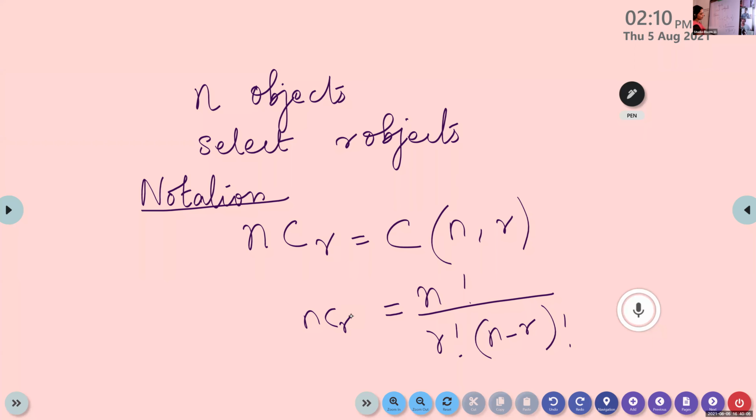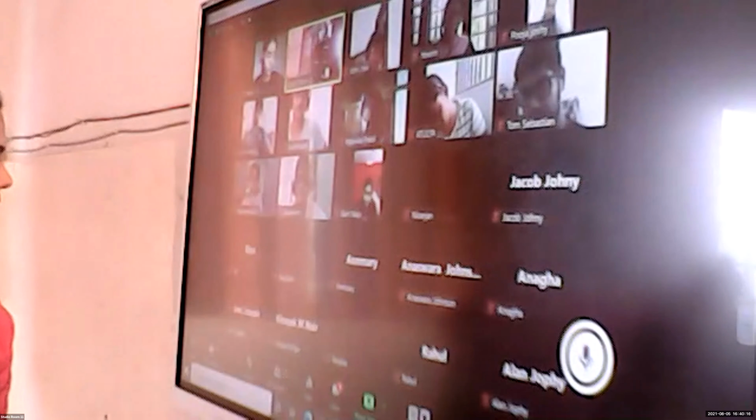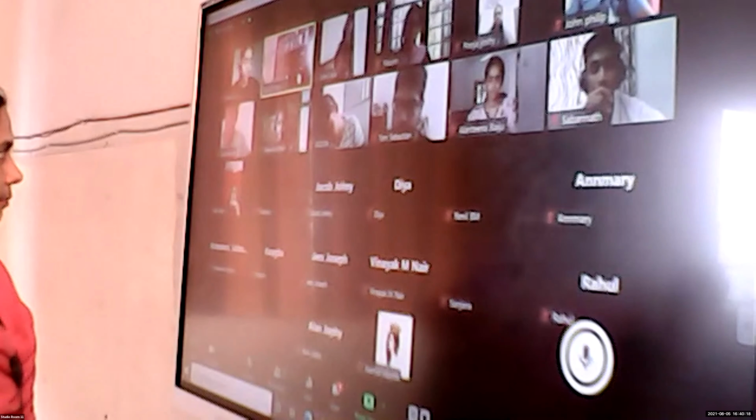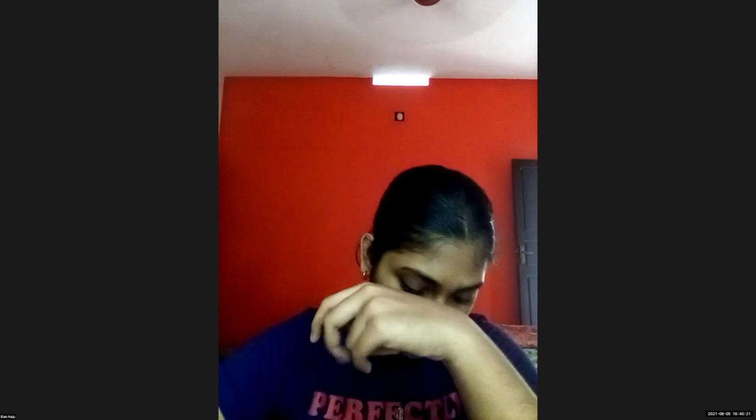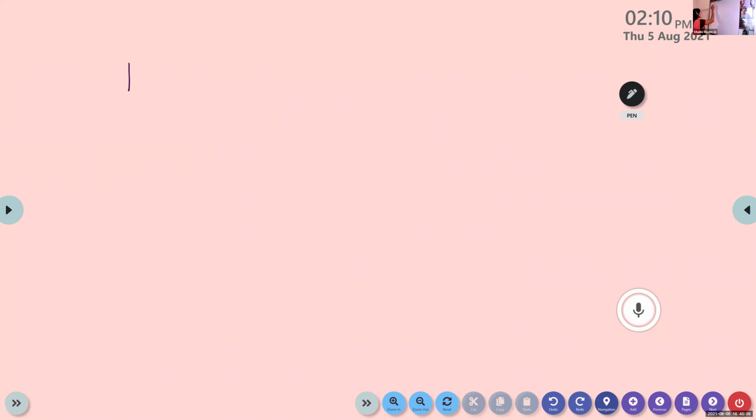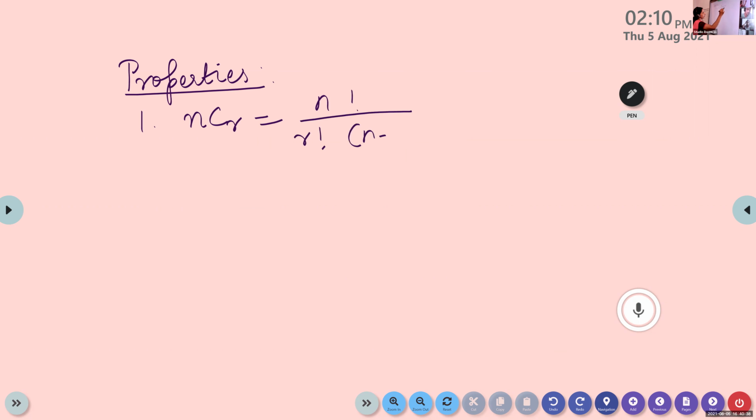Now we are going to learn the properties of combination. Up to this, is it okay, children? Renil? Yes, ma'am. Now, write the next heading, properties. In properties also, first let us write the definition. NCR is defined as n factorial by r factorial into n minus r factorial. I'm writing the definition once again.